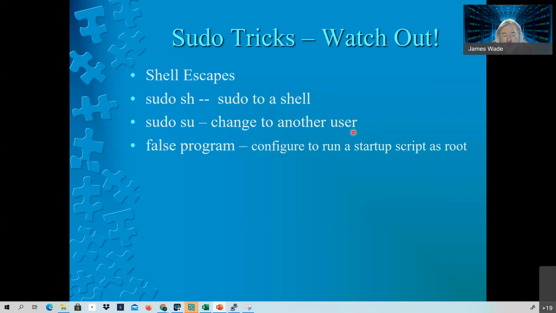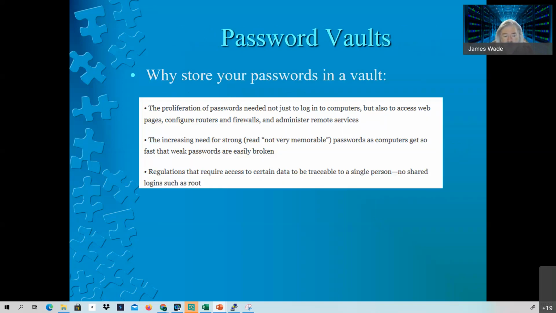And then false program, they configure something to run as a startup script as root. And when they do that, they have permissions to basically do anything. Now, one of the things that we do is we also store passwords in a vault. Sometimes they don't give root to anybody. You have to do sudo. And they'll basically take those passwords, they'll generate them automatically and store them in a password vault.